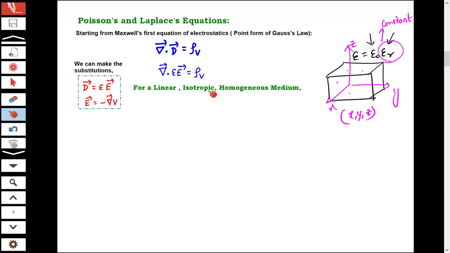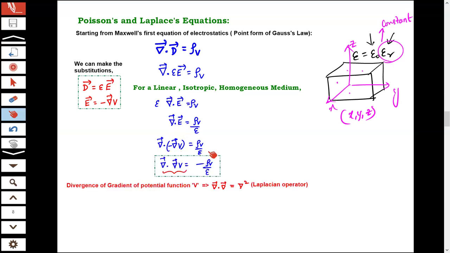So in such case, the isotropic medium concerns in all directions, the value of epsilon is constant, and homogeneous medium talks about the value of epsilon at each and every point around the medium being the same. In that case, we can take epsilon constant outside this differentiation of del, and we can rewrite this equation as del dot E equals rho V by epsilon. And we can replace E as negative potential gradient in this equation. We'll get del dot minus del V equals rho V by epsilon.